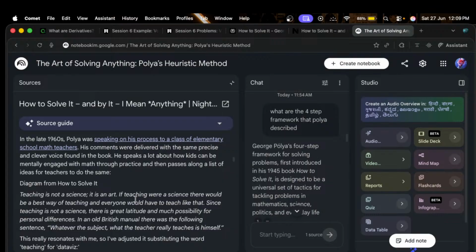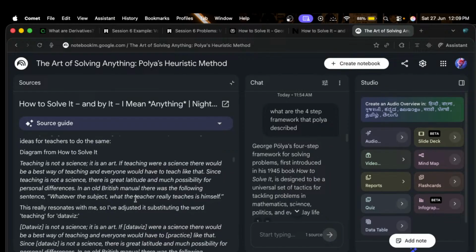Okay, so it is basically describing that we know teaching is not a science, so it has a lot of room to experiment and input our personal beliefs and personal attributes to it and make it different. Whatever the subject, what the teacher really teaches is himself.